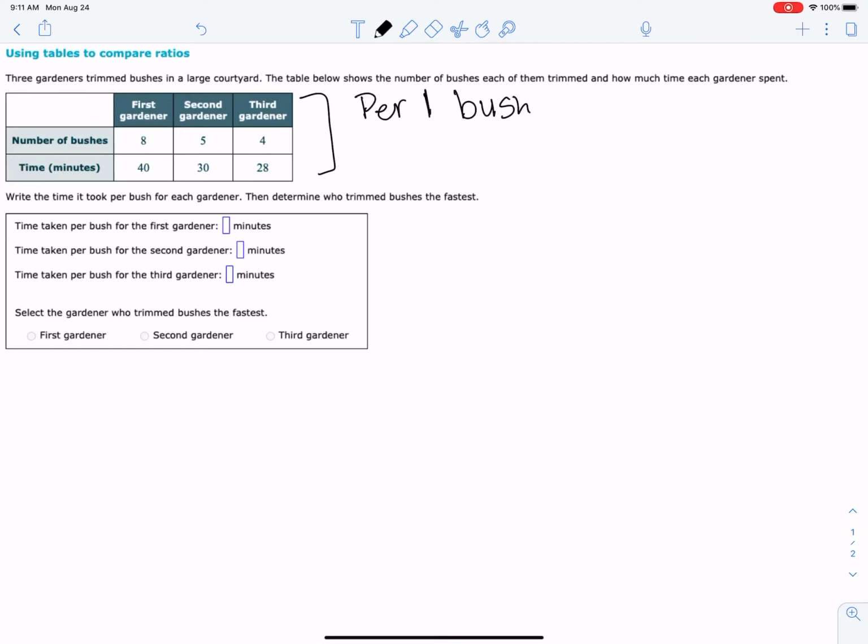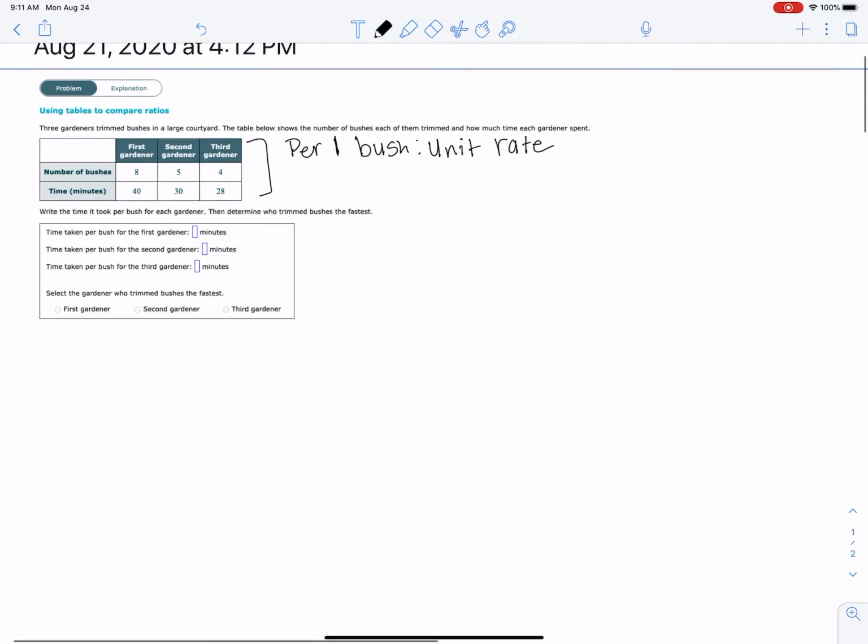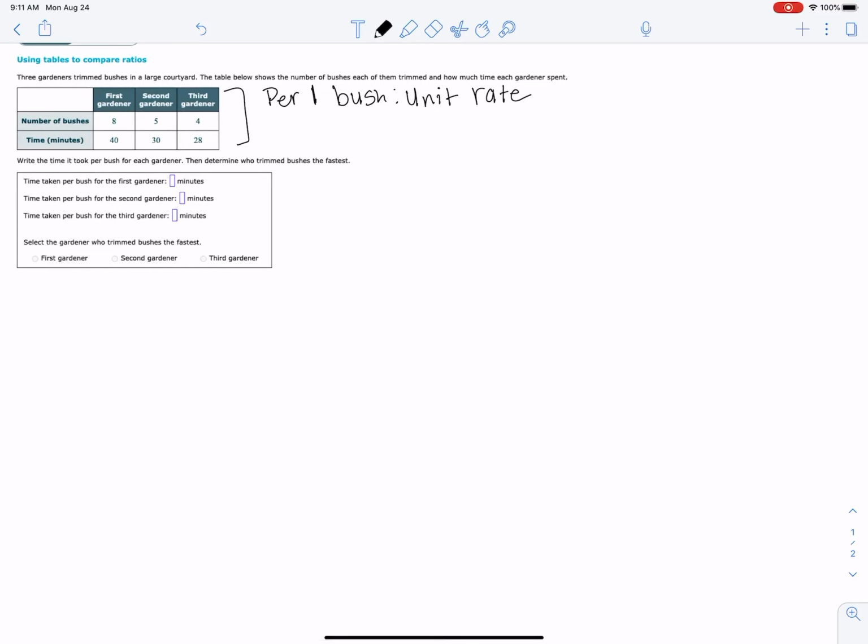So we are going to have a rate that has a unit of 1, and that is also a unit rate. So in order to solve this, we're going to find the unit rate per bush for each gardener, and that will tell us which gardener trimmed each bush the fastest. So we're going to look at gardener number 1, and you can see over here on the table he trimmed 8 bushes in 40 minutes. Those are the values that we use to set up our fraction.